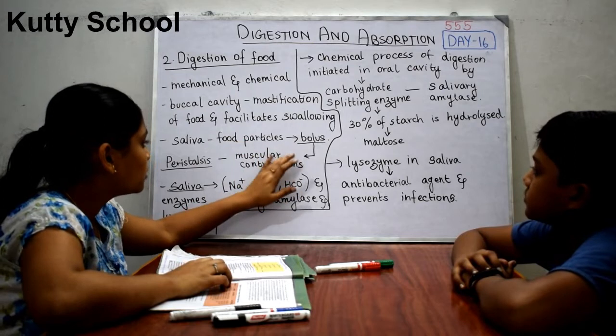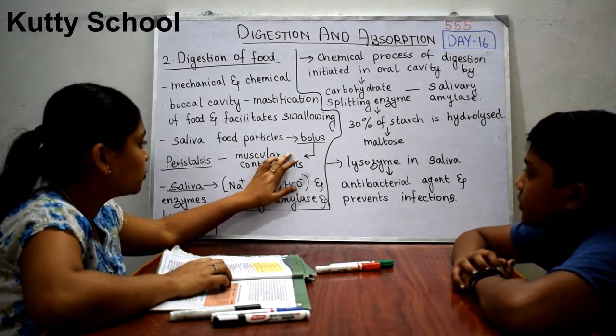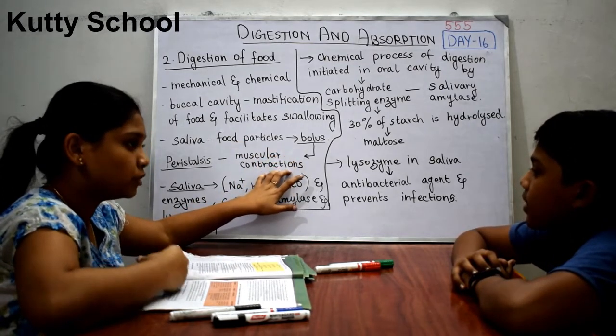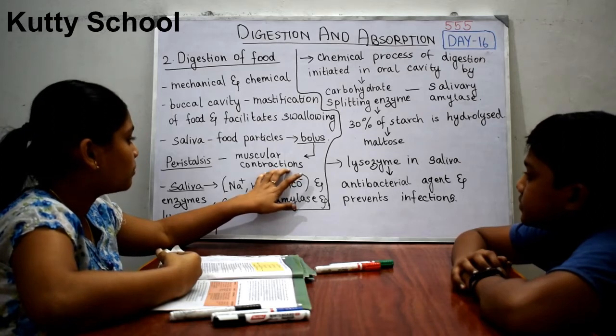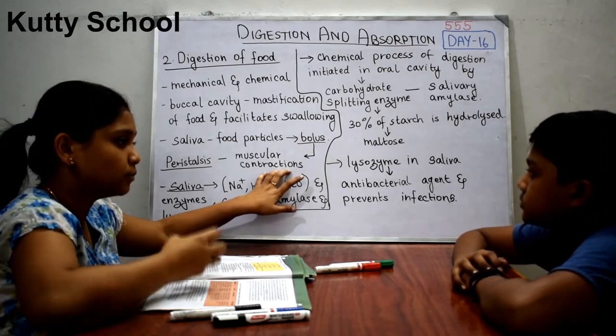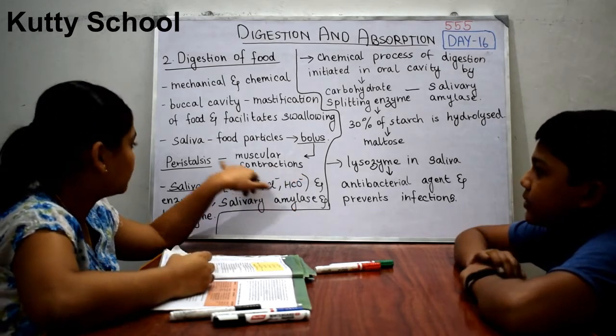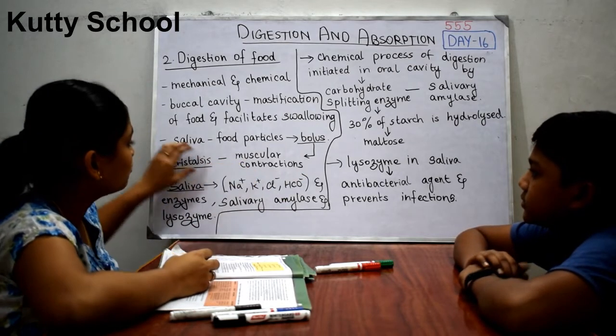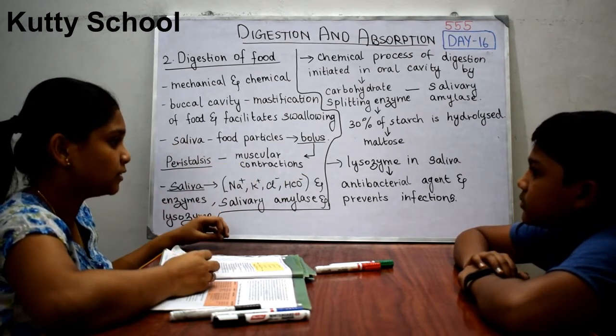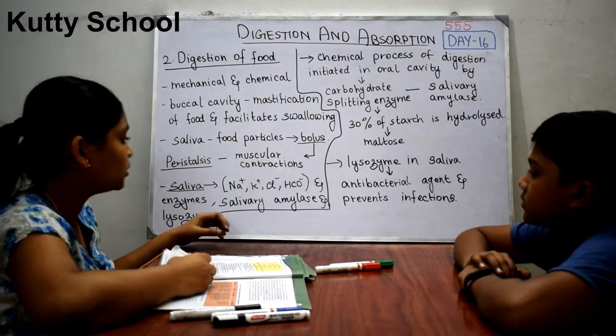This bolus travels through the esophagus by muscular contractions. This peristaltic movement, the muscular contraction, is known as peristalsis.